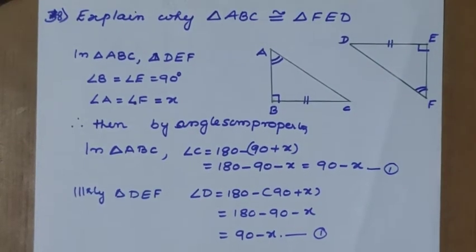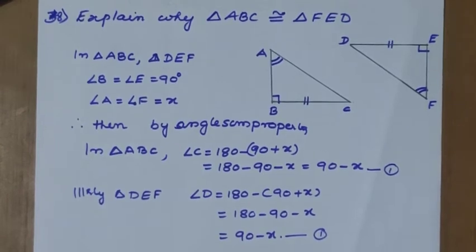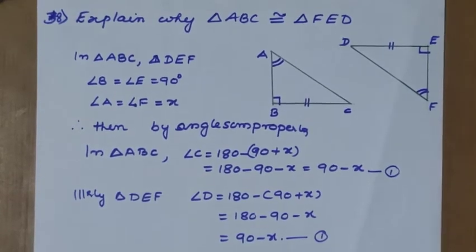Sample paper, we are solving Section D only. Question number 38: explain why triangle ABC is congruent to triangle FED. Since it's a 4-mark question on a congruency criterion, we have to write all the steps correctly. So I'll explain how to write the steps.